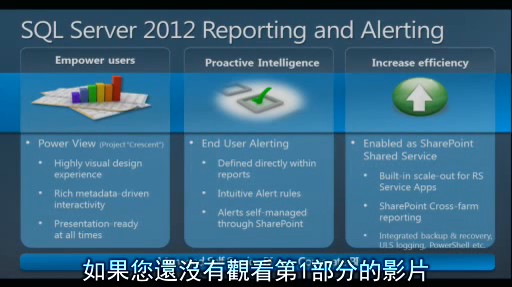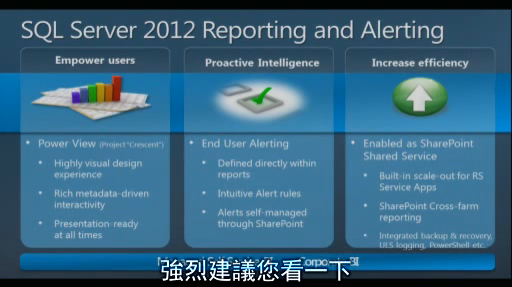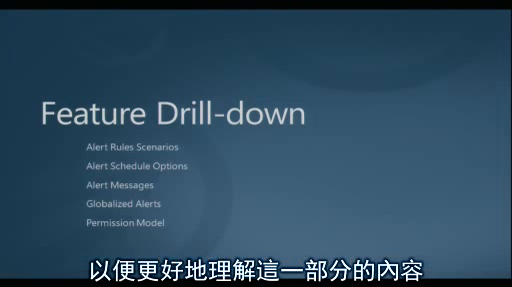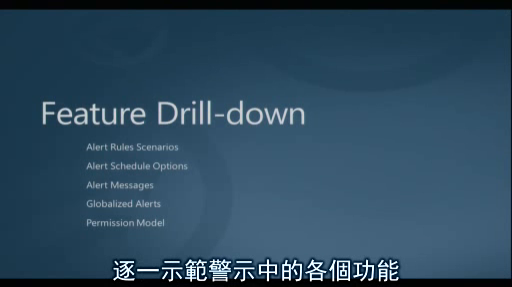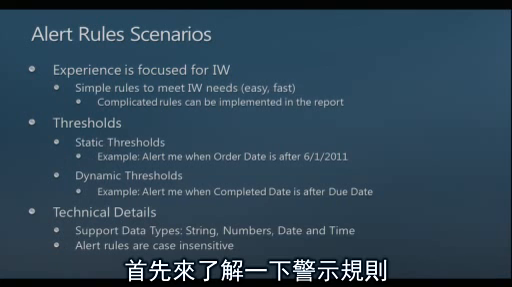At this point, if you haven't already watched part 1, I would highly recommend that you do that so that some of this detailed functional content will be more interesting. So let's do the feature drill down. What I want to do here is run through the individual features within alerting and call out specific things that you should know for the future as you start deploying self-service alerting. So let's start with alert rules.